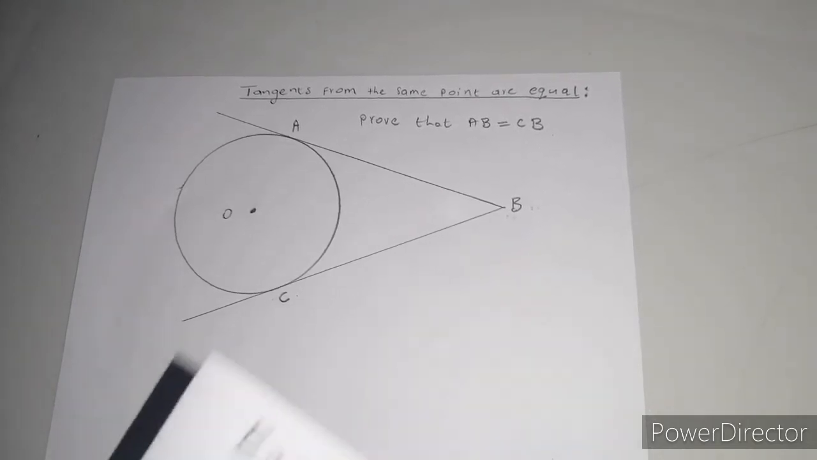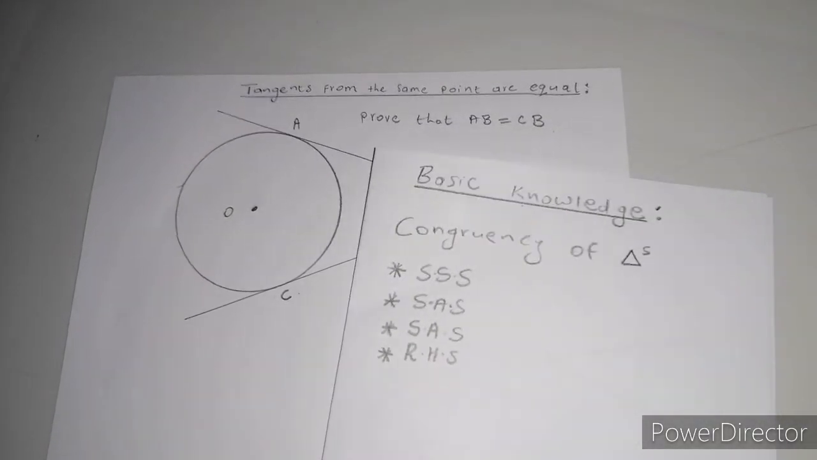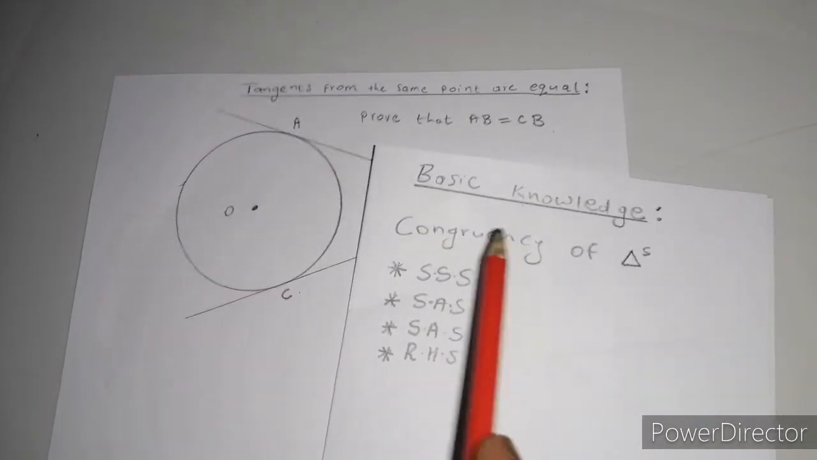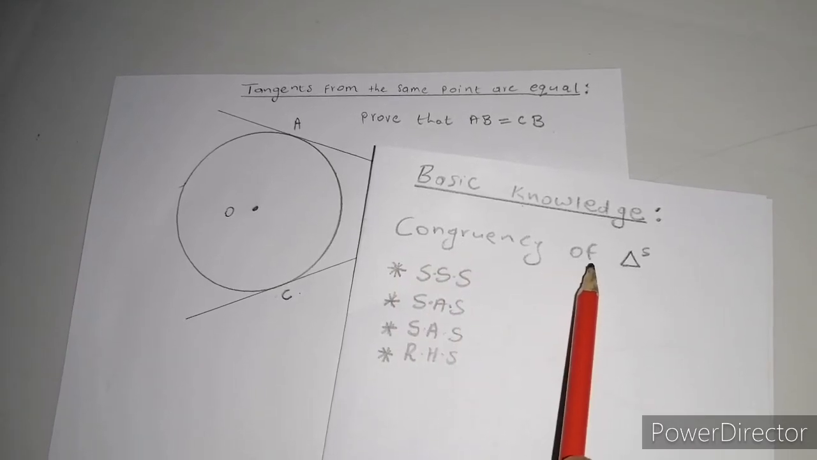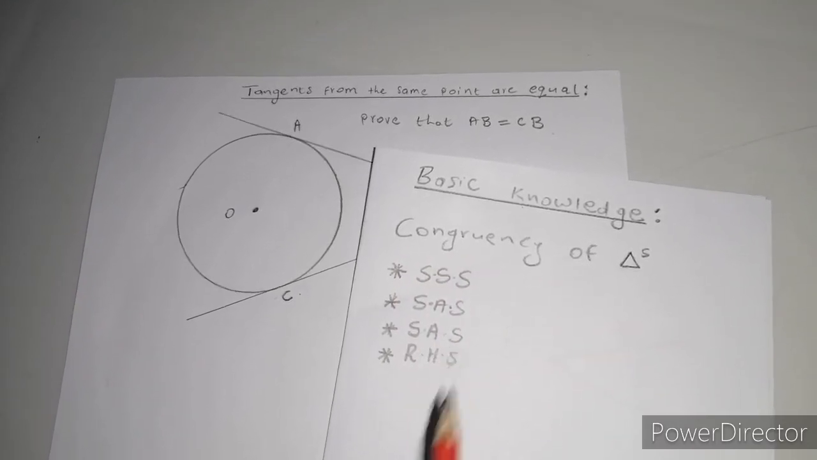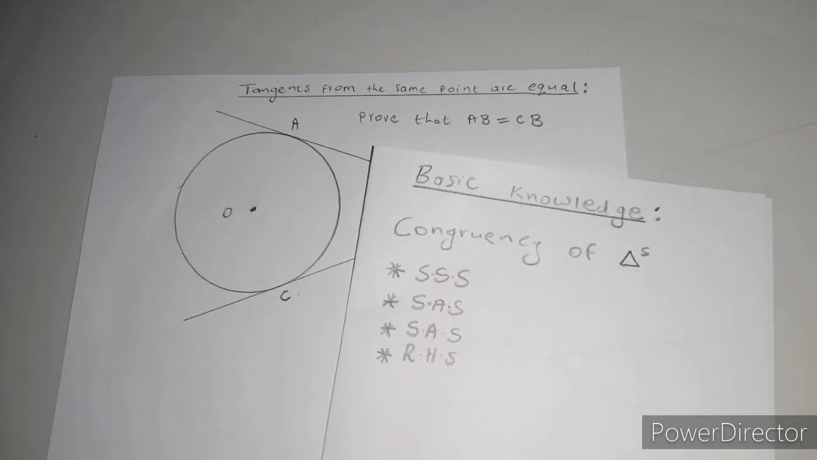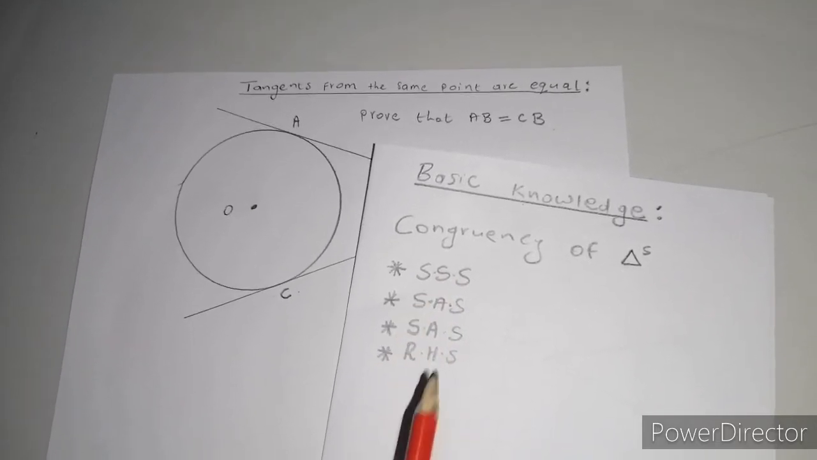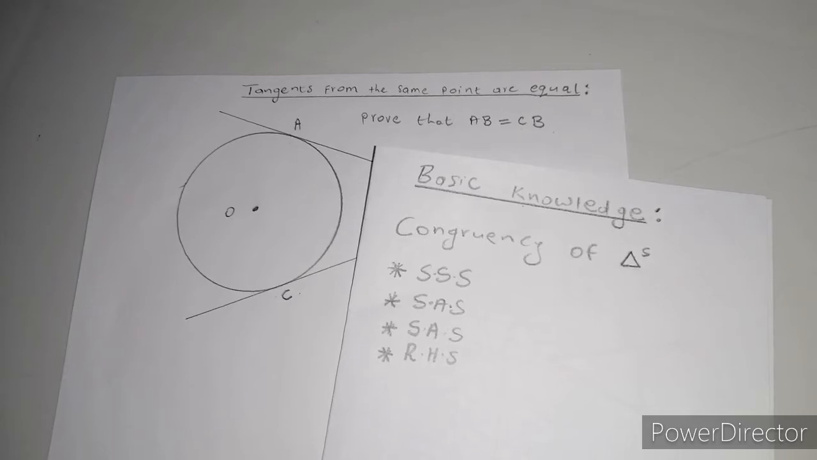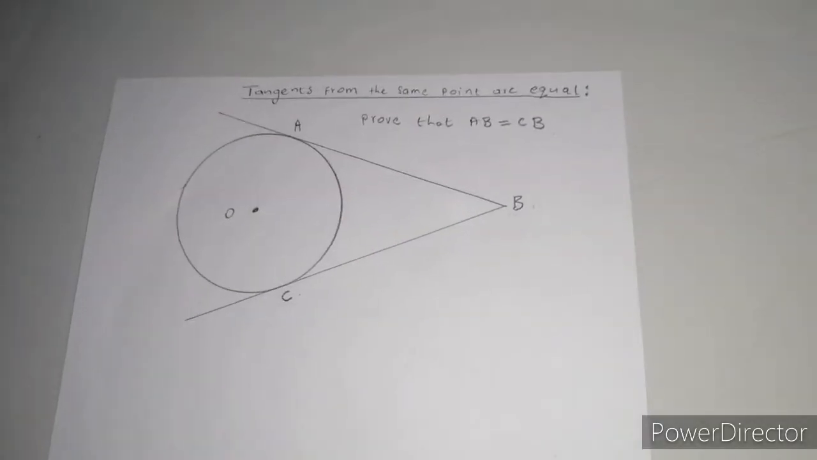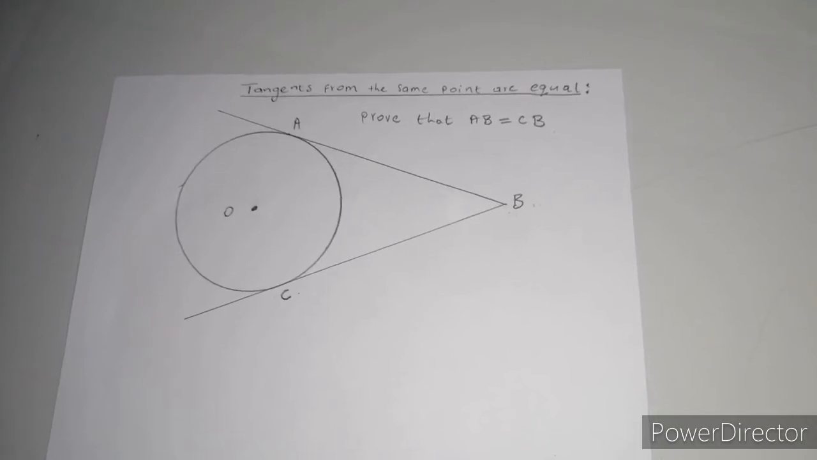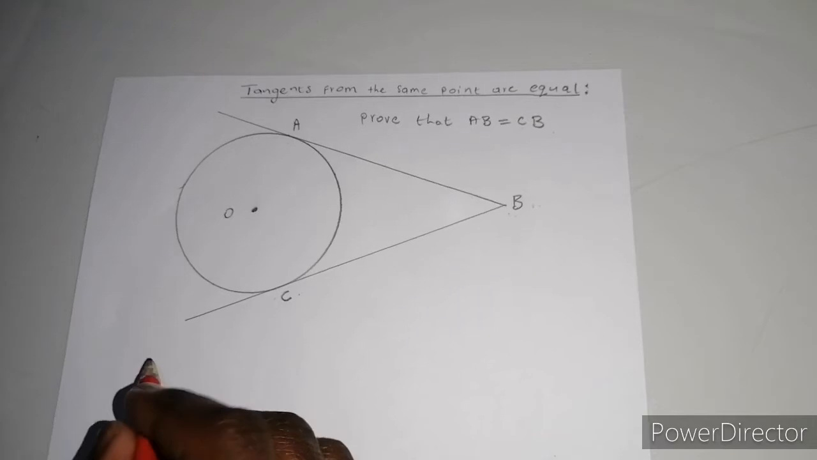Right. What is required is this basic knowledge. From grade 8, we learned how to prove congruence of triangles. Now, if one of these properties is satisfied, then we conclude triangles are congruent to each other. Then you're going to find this theorem very easy if you know how to prove triangles congruent to each other. Now, let's start with the proof.